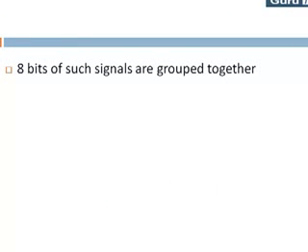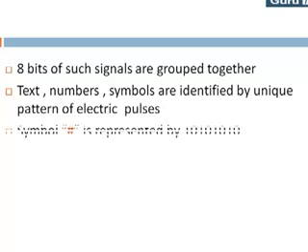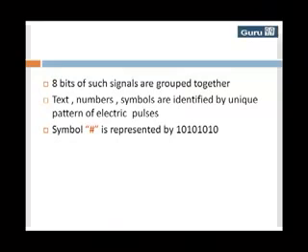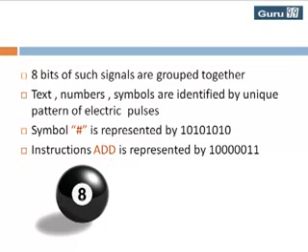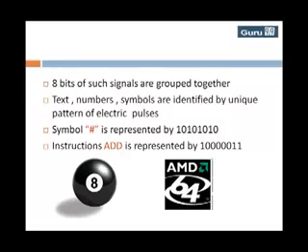8 bits of such signals are grouped together, and text, numerical, symbols are identified by unique patterns of these 8 electric pulses. For example, symbol, hash, is represented by pattern 10101010. Instruction to add two numbers is represented by pattern 10000011. This is 8-bit computing. Current-day processors are capable of understanding and decoding 64 bits at a time.